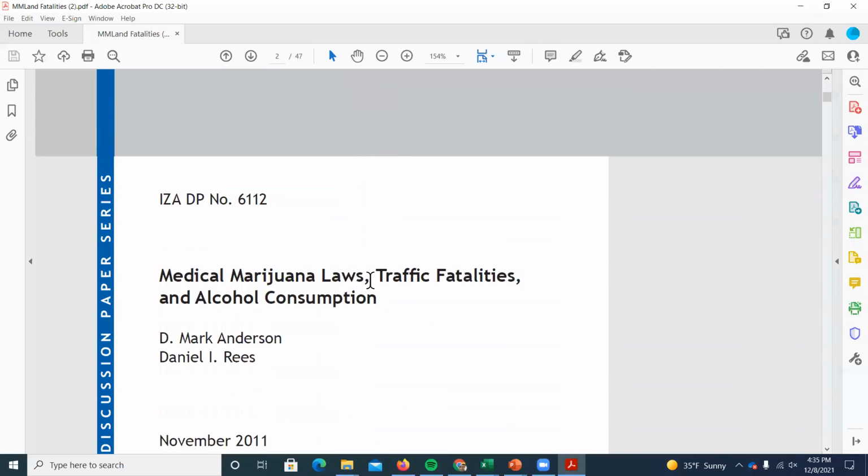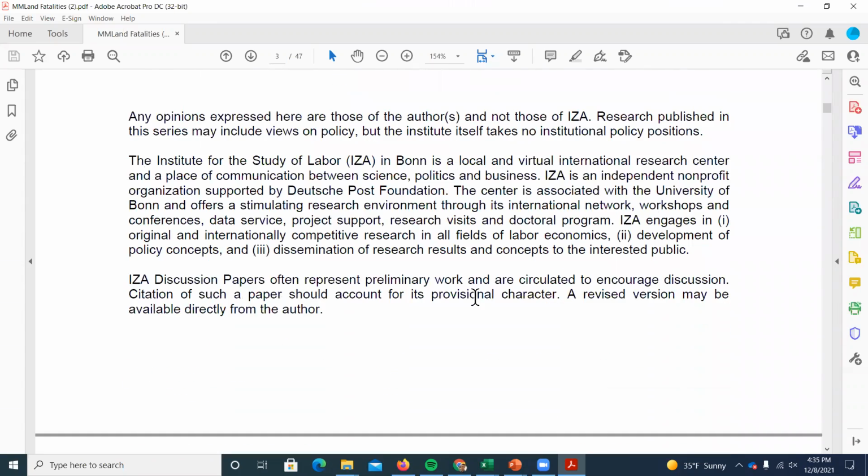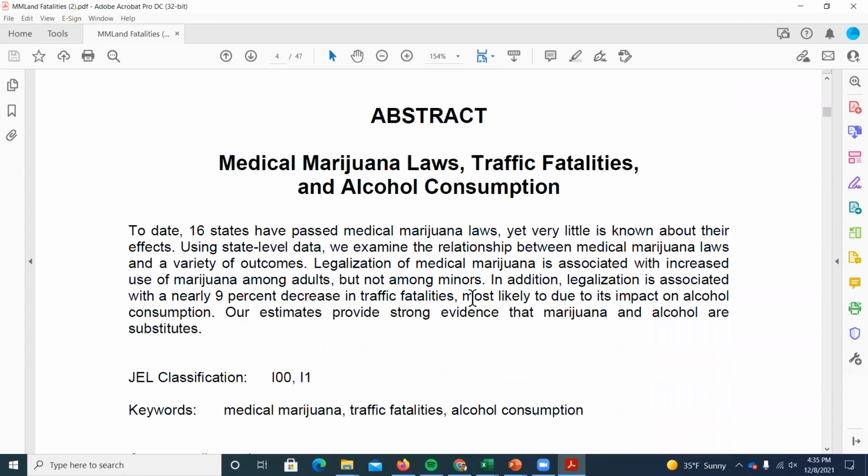So the way that I usually read papers, if you're not real familiar, if you go to Google Scholar, you can search anything and it'll show you all the academic papers. So for this one, I think all I did was search marijuana legalization impacts and look at some of the papers that were out there.